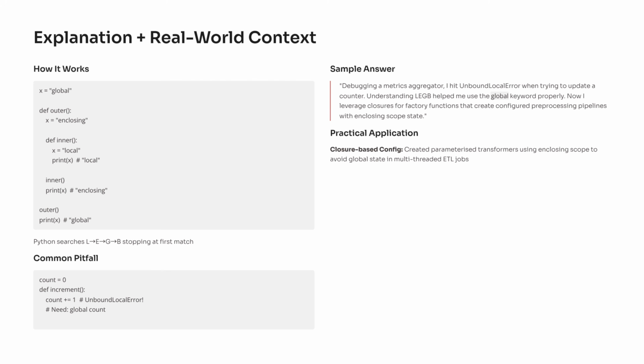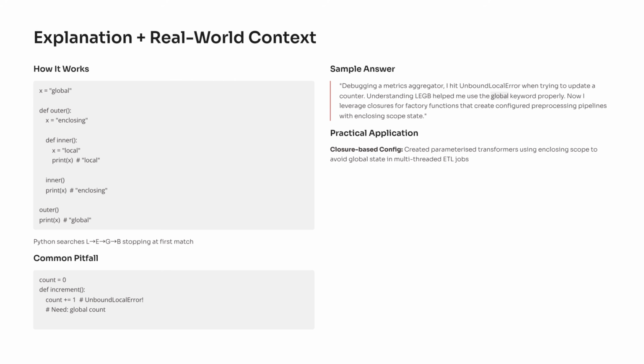Here's how you could turn that situation into a strong interview answer. While debugging a metrics aggregator in one of my ETL jobs, I realized my counter variable wasn't updating. It turned out I was modifying it inside a function, and Python was treating it as a new local variable instead of the global one. Once I understood the LEGB rule, I fixed it using the global keyword and later used enclosing scopes to design closure-based configurations for data transformation functions. That approach helped each function maintain its own state without interfering with others.